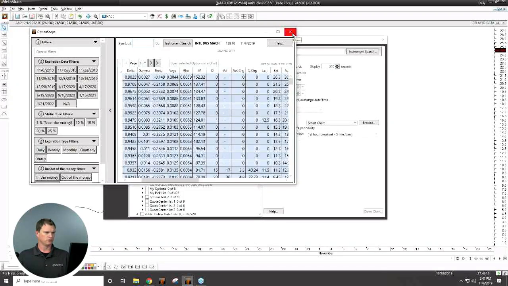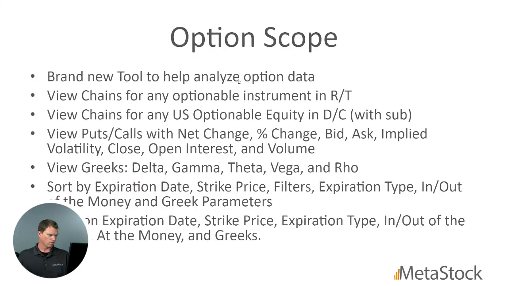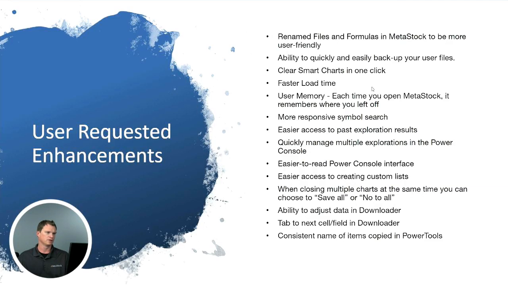So let's go ahead and just close that out. I just want to make sure I covered everything with this. So again, the options are available for anybody that's a real-time user in any country around the world, as long as that symbol is optionable. For end-of-day users, there is only the U.S. equity options available for right now. And that does require an additional subscription with the options. So it would cost you an extra $14.95 to get the actual option data inside of MetaStock.